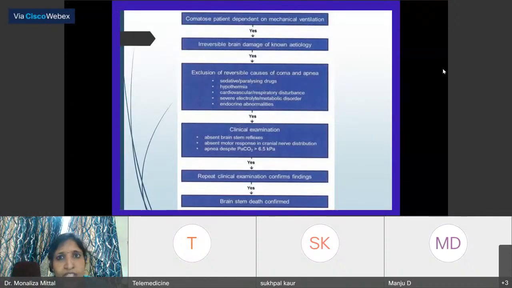This is to summarize what we do in how to diagnose brain death. If we have a comatose patient who is on ventilation, and irreversible damage of known etiology has occurred, then we will look for any reversible causes of coma. If there are no reversible causes of coma and the patient is in irreversible coma, then we'll go for clinical examination. We'll see for any absence of brainstem reflexes. We'll see for motor responses in cranial nerve distribution. We'll do the apnea test. If these are all positive, then we'll repeat the clinical examination, confirm the findings, and declare the patient as brain dead.